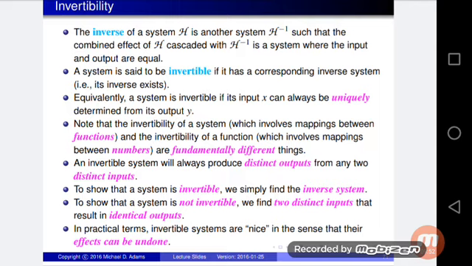Last point: in practical terms, invertible systems are nice in the sense that their effects can be undone. Any system has some responsibilities, and performing the reverse operation is known as invertibility, and this differs from other systems.